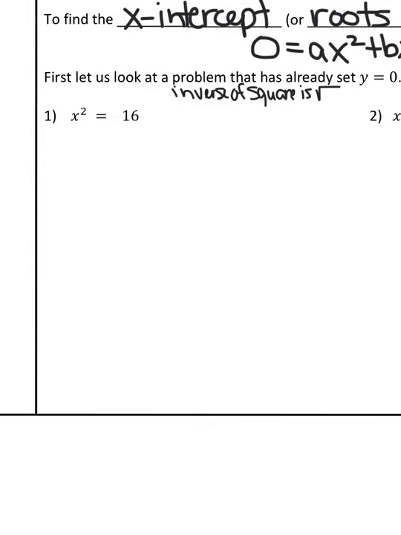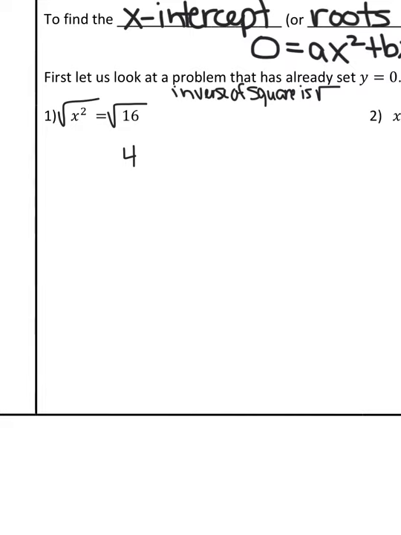So the inverse of x squared is square root. We're going to take the square root of both sides. That's how we're going to get x by itself, because we need to get x equals. That's our goal. Now, this is where it gets a little tricky. Square root of 16 is 4, so we know that.